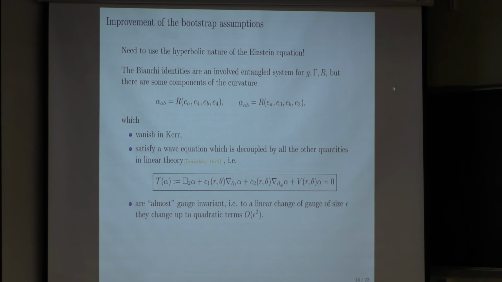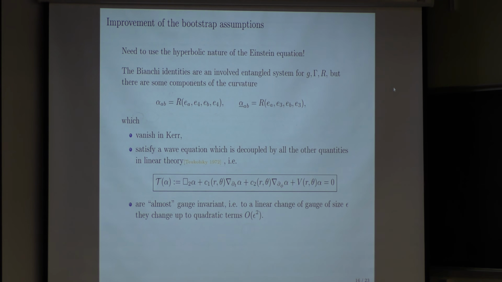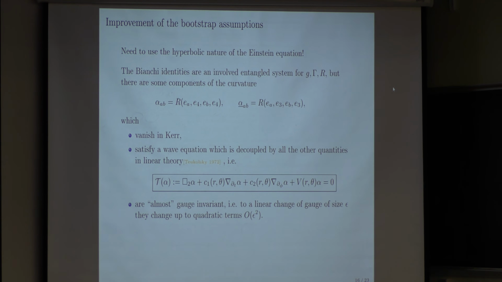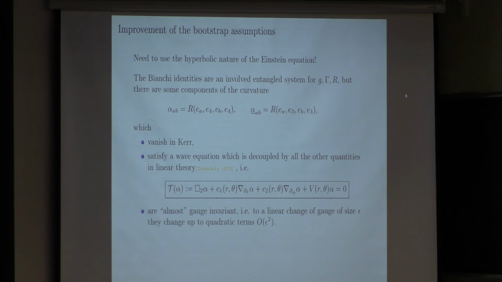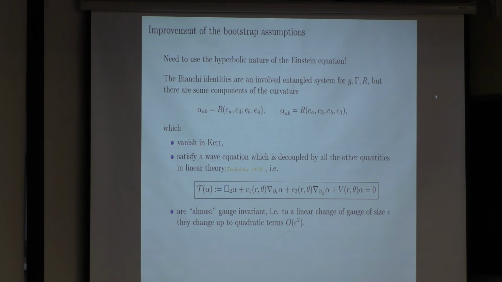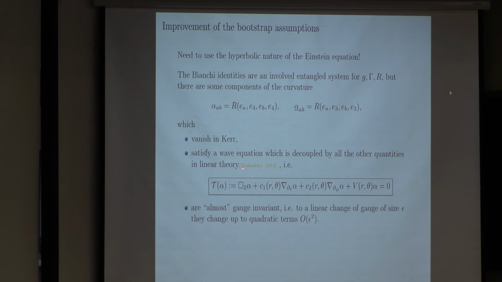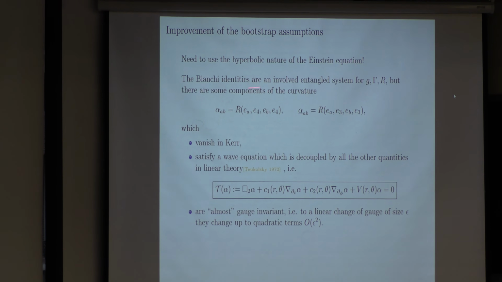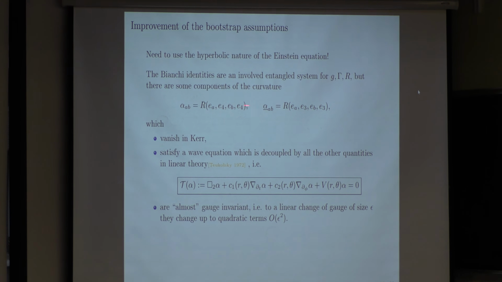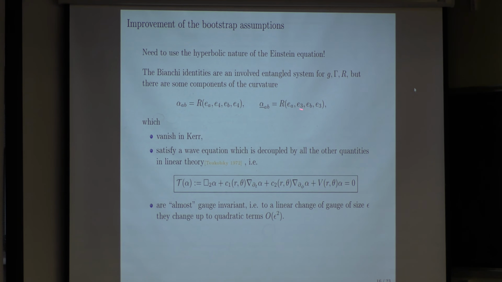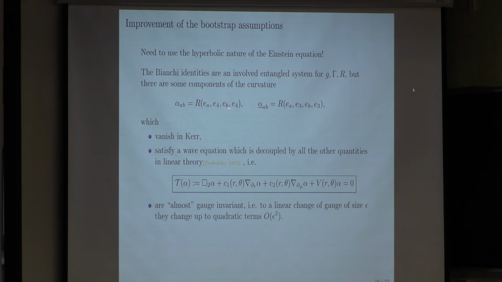So why is this something good, and especially what is this equation that they satisfy? This is something that was found in the 70s, 1972, by Teukolsky, he's a physicist. So he found that this particular curvature component, where here I'm contracting with two null directions, E4 and E3, and the E_A and E_B instead are orthogonal to the null directions.